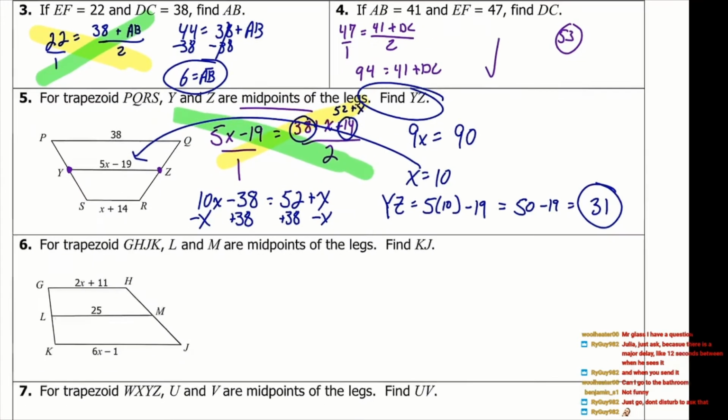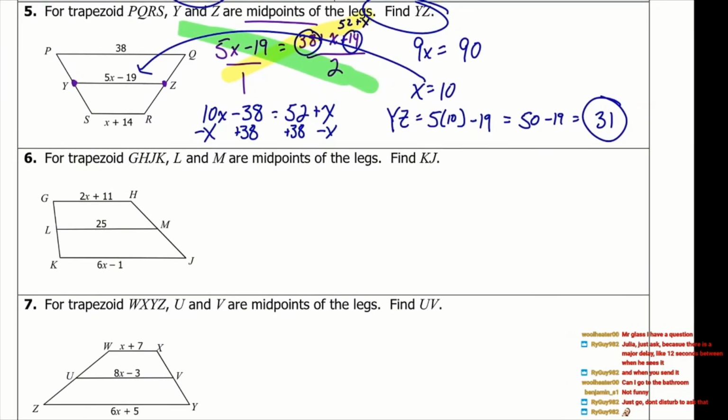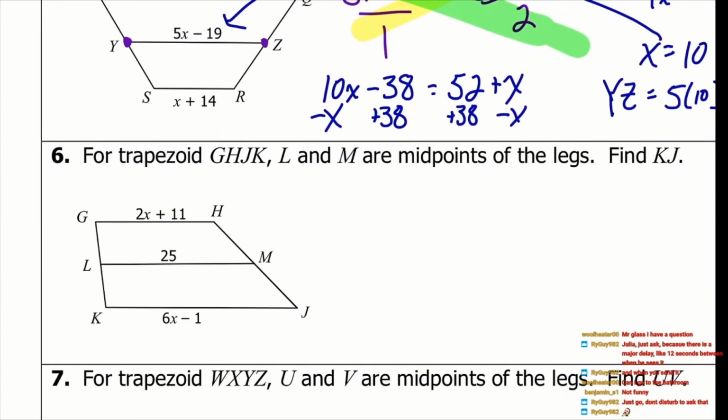All right, we'll just do one more. They're all kind of along the same lines, so we'll just go right to number 6. Same idea. They give you that L and M are midpoints, therefore LM is a midsegment, so we can add the two bases, GH and KJ, divide by 2, and set it equal to, in this case, 25. So 25 is equal to the two bases, 2x plus 11 plus 6x minus 1, all over 2.